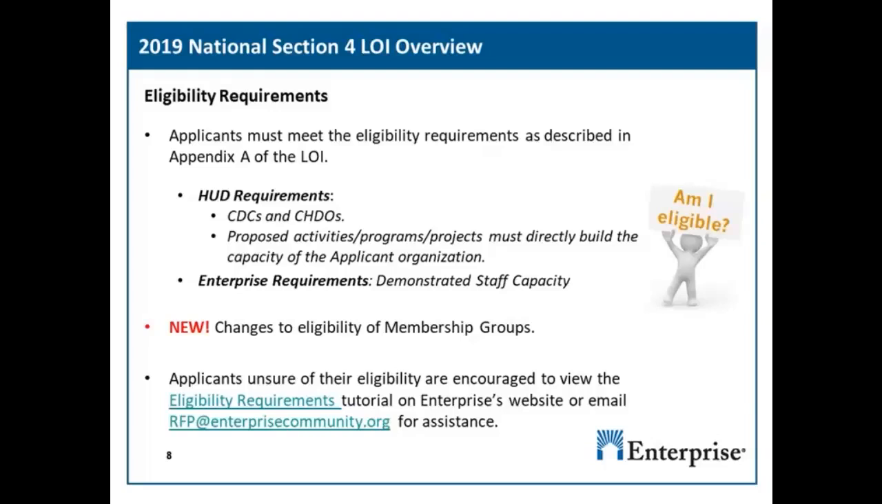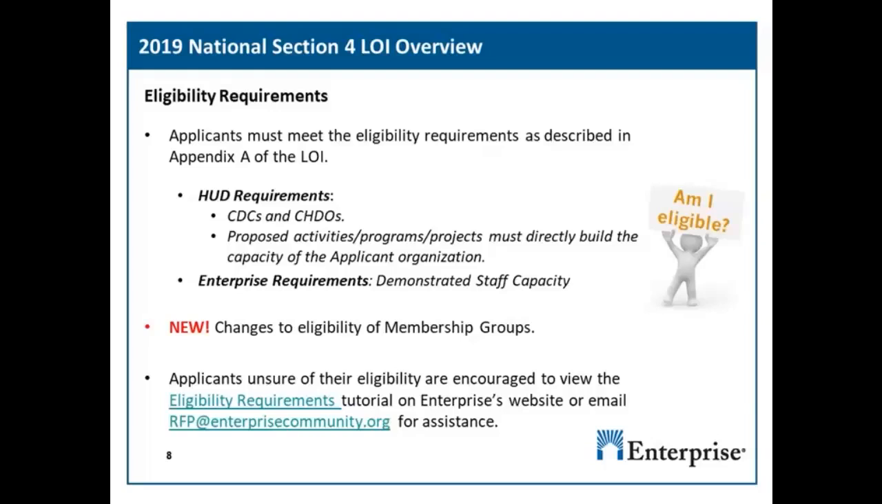There has been a change to the eligibility of membership groups. After some discussions with our HUD representatives, we are no longer allowing membership organizations to apply. And Enterprise defines membership organizations as an organization where each member is an entity, not an individual, that has membership rights in accordance with provisions of its articles of incorporation or bylaws. Typically, membership organizations have a roster, incentives, and a process for membership.